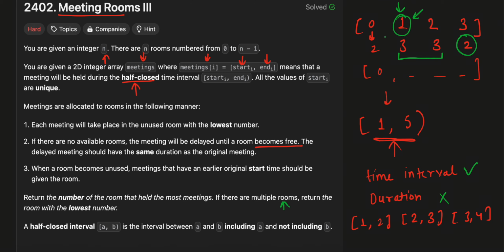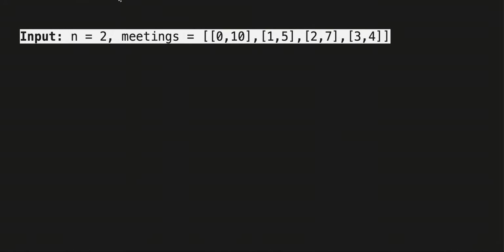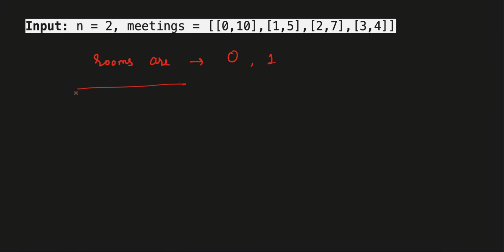I hope the question is clear. Let's understand more with an example, and while understanding this example we will also build the intuition. So n is equal to 2, rooms are 0 to n minus 1, so 0 and 1. I can maintain an array where the indices are 0 and 1.